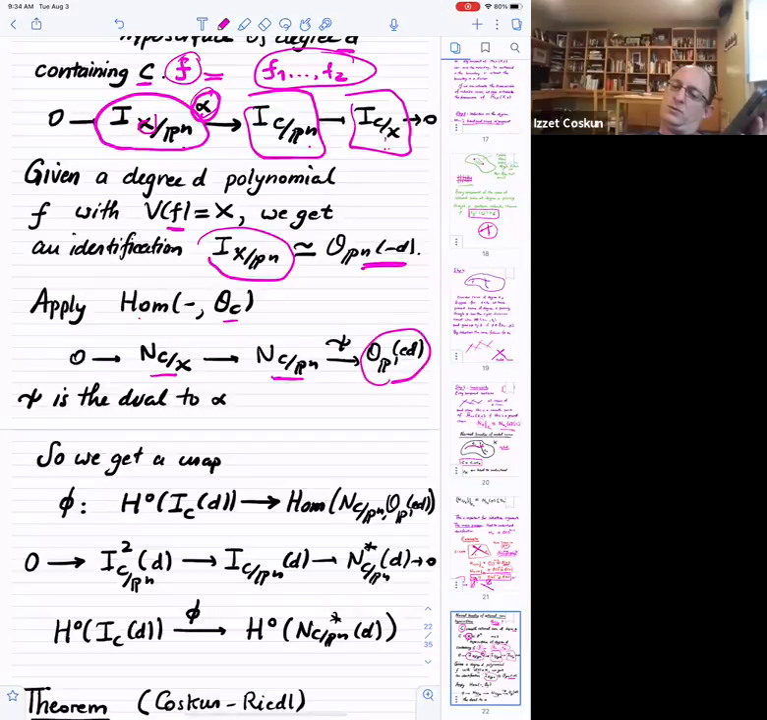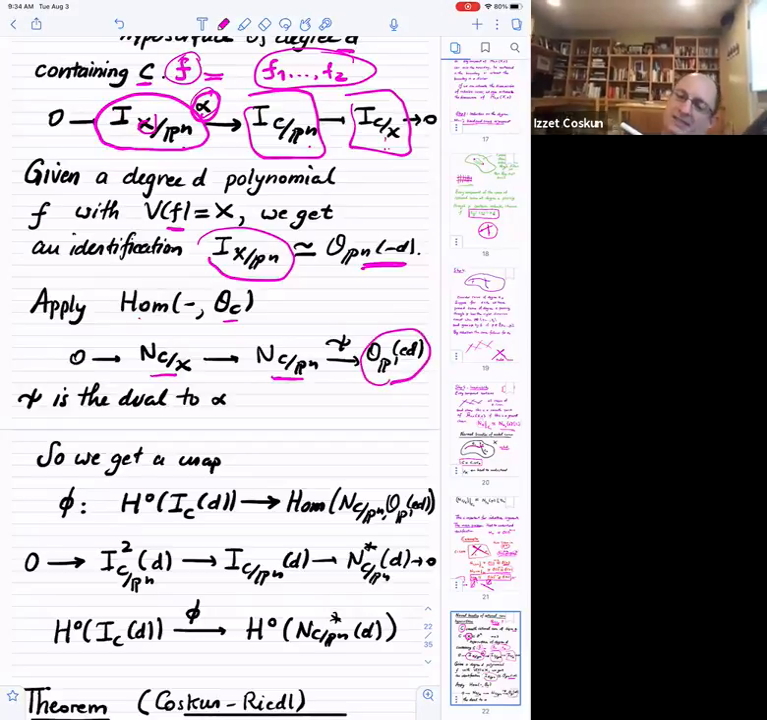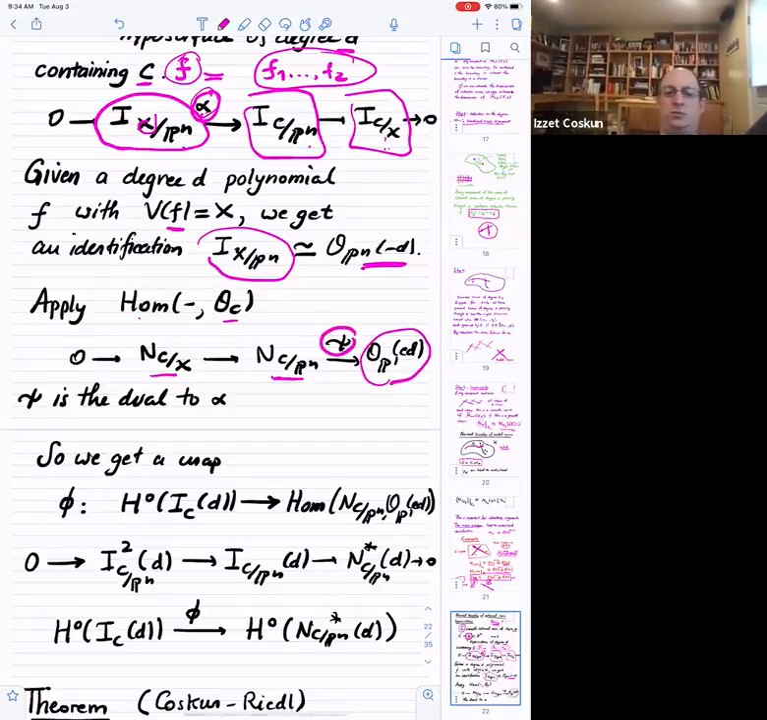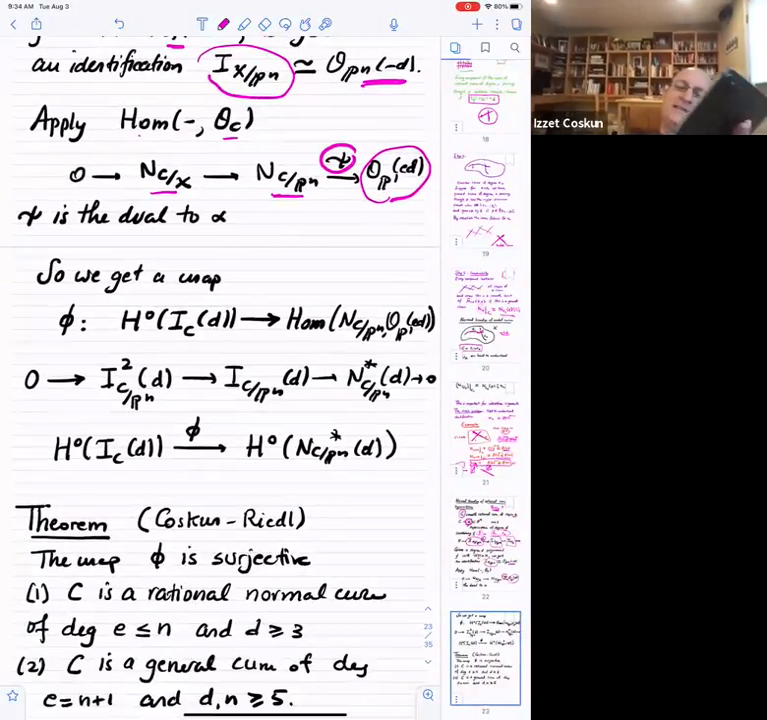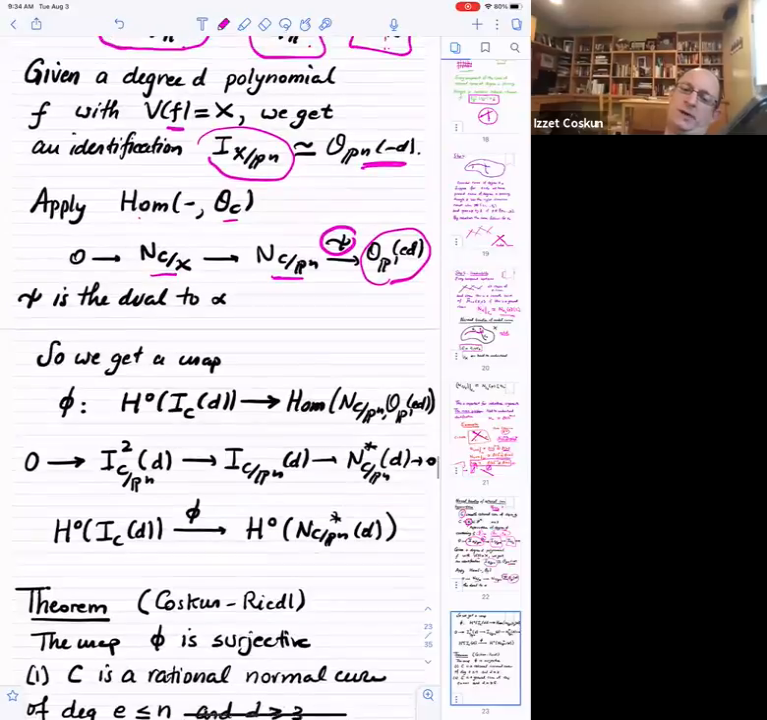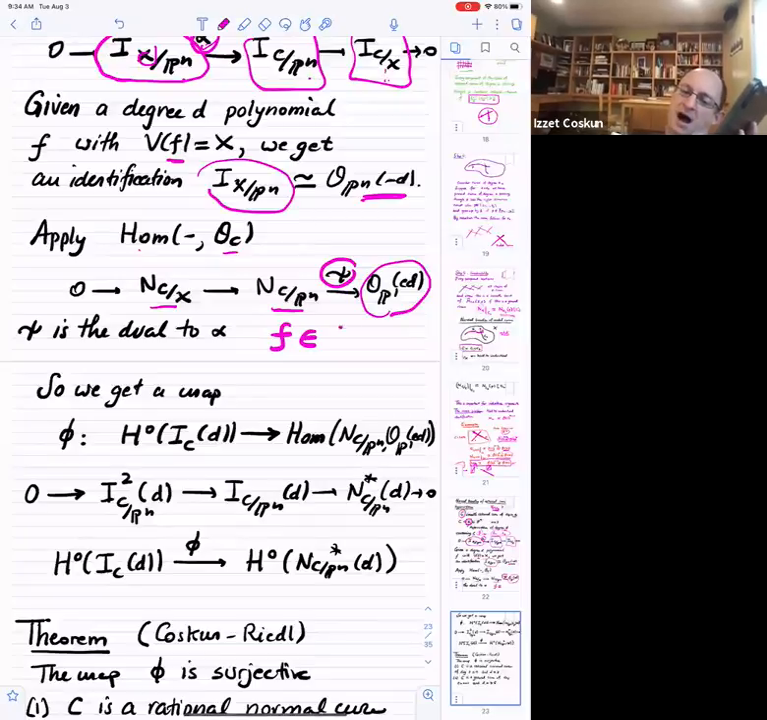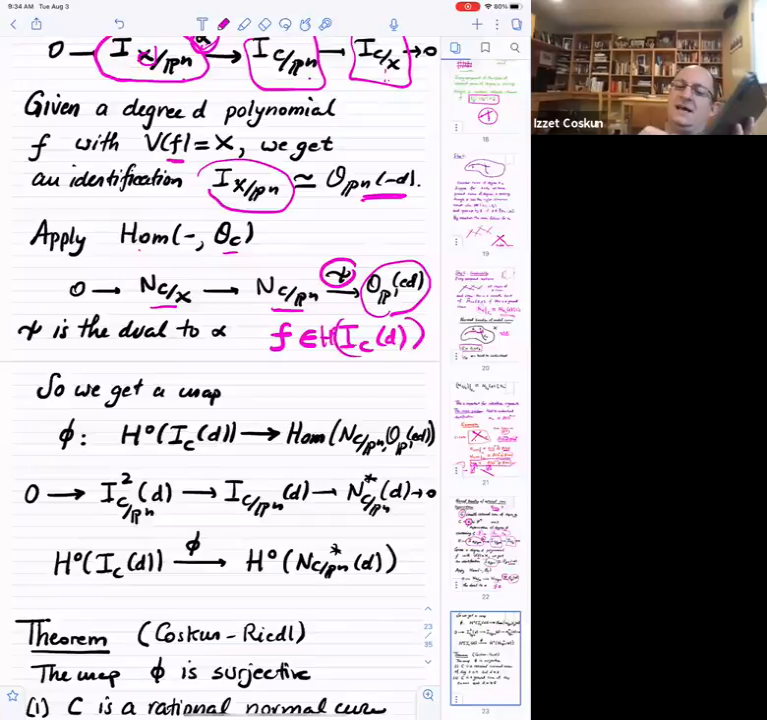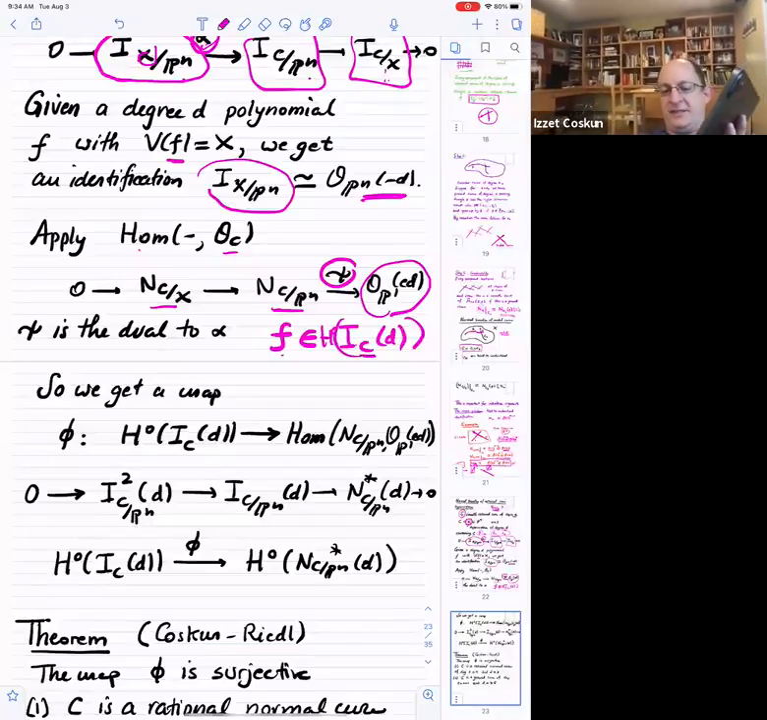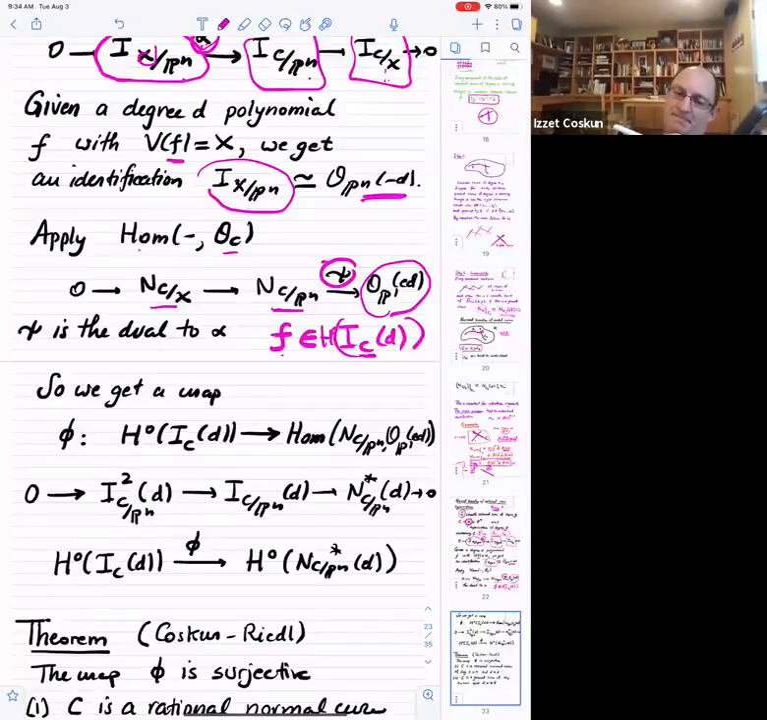So this is OP1 of ED. Okay, so this map, of course, is just dual to this. We just dualized, right? The dual to alpha. So the point is, the way you should think about this is that each time I have an element in the ideal of the curve in degree D, so this is a degree D equation vanishing on the curve, I get a map psi, right?